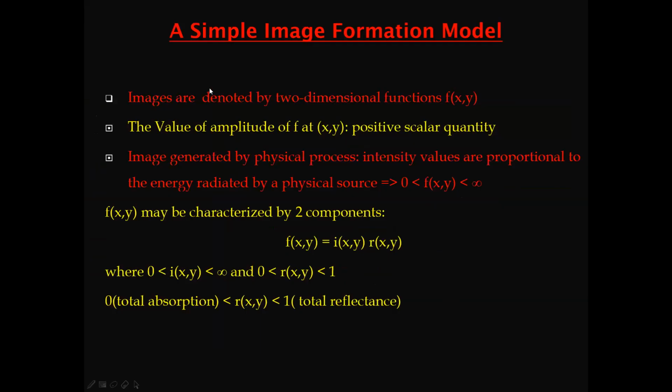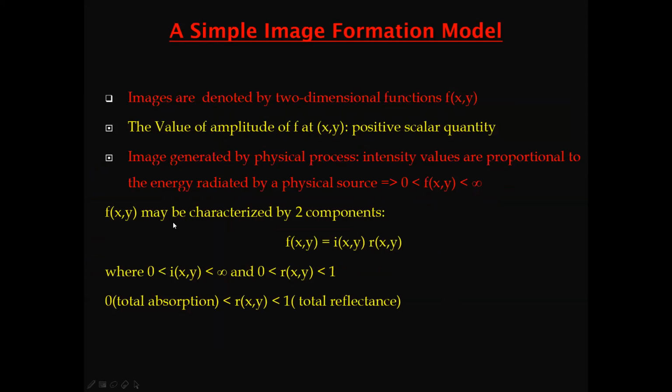So in this simple image formation model, images are denoted by a two-dimensional function f of x comma y. The value of amplitude f at x comma y is a positive scalar quantity. So what is this f? f is the gray level or the intensity level. Images are generated by a physical process, that is, intensity values are proportional to the energy radiated by the physical source, that is 0 ≤ f(x,y) ≤ infinity. So the intensity values of an image lie between 0 and infinity.